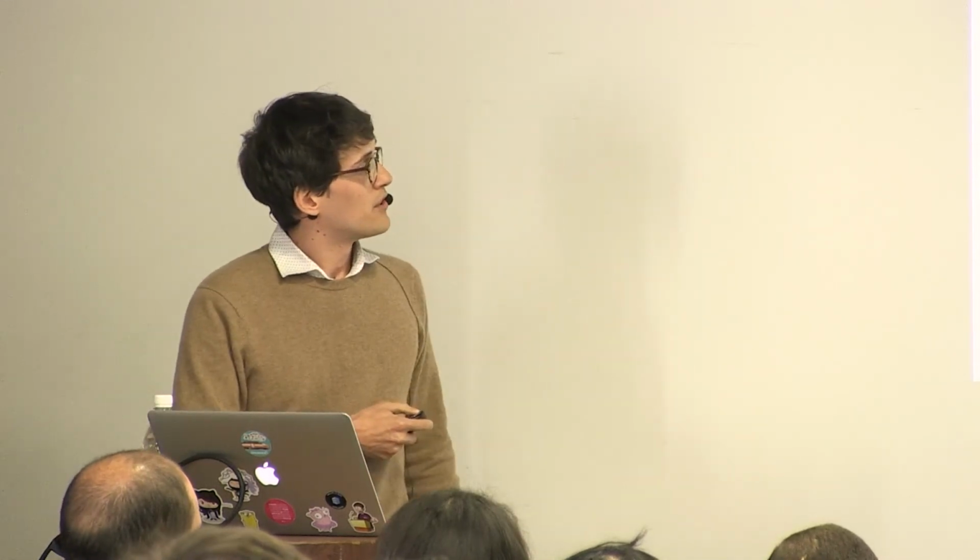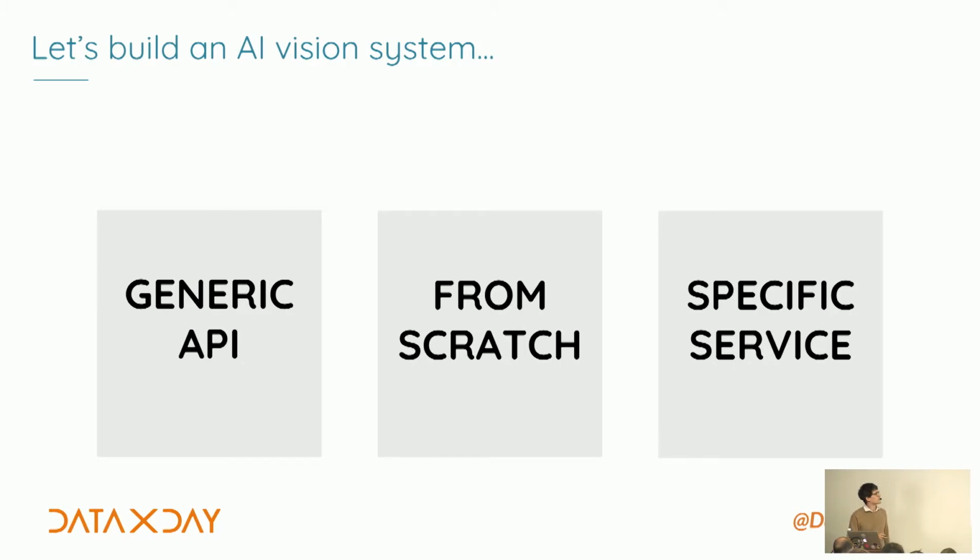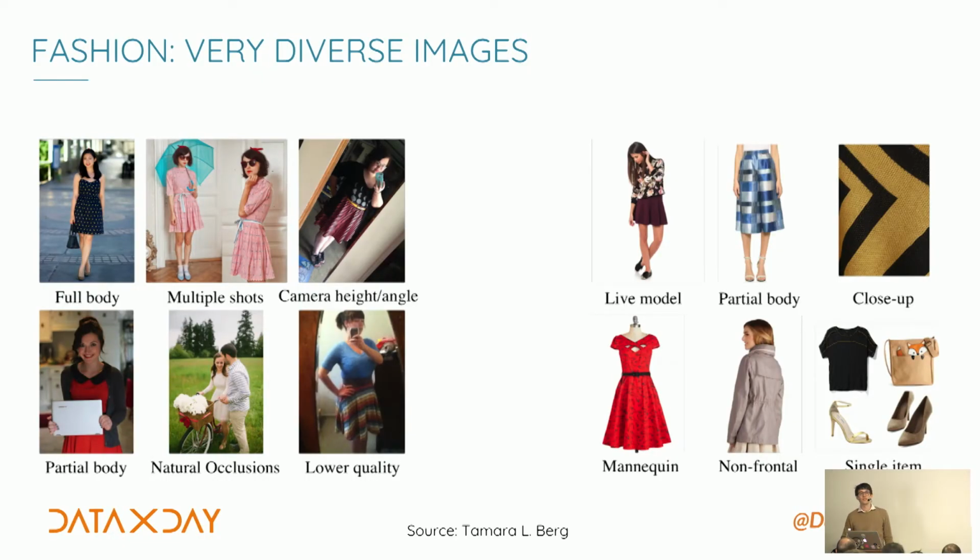Right, so generic API only for some very specific cases. Starting from scratch, good luck, but it's possible. Specific service, that's what we decided to do at Heuritech. We decided to focus really on one specific field and tackle it. And I think a lot of different startups in vision will emerge, tackling some specific spaces really well, and this will be the case. So we decided to go towards fashion, as I said. So fashion is difficult because there are so many different types of images.